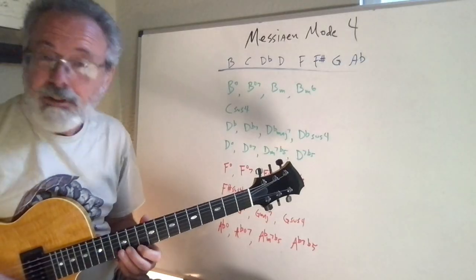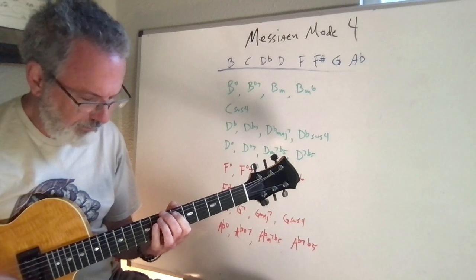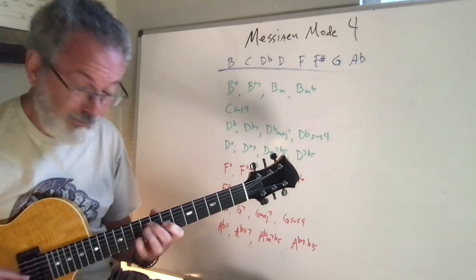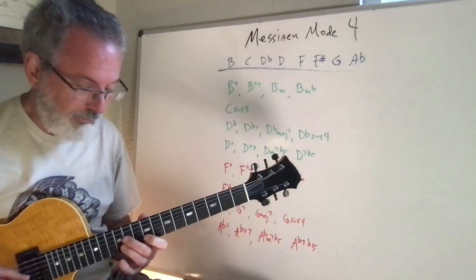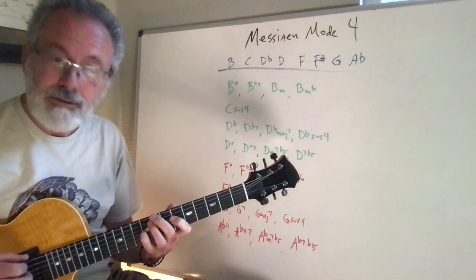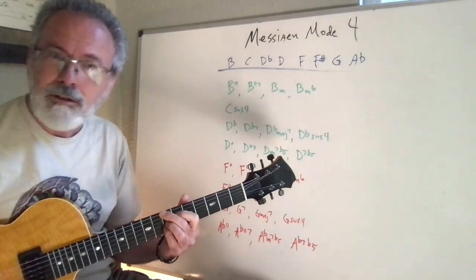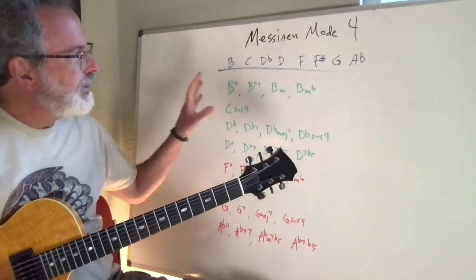Or descending. I didn't play that right. So this is B minor, F minor, B minor, F minor sound, resolving to the B, or a B flat minor 6. So some pretty interesting sounds there.